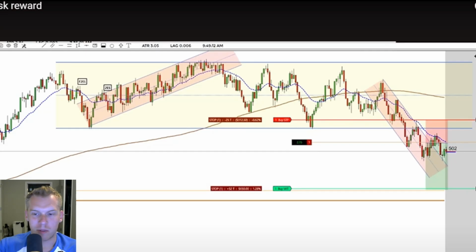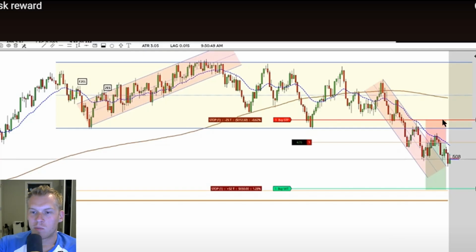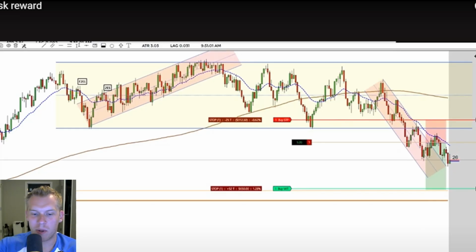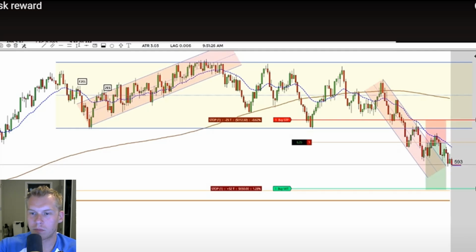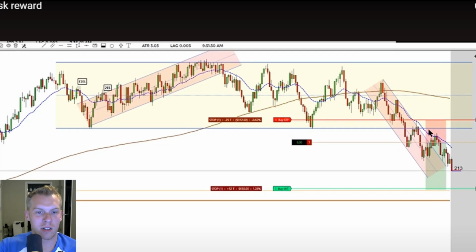Let's speed it up a little bit. He probably doesn't have to manage it yet. He probably doesn't have to move it down to break even yet. But once it goes below this big bear bar, then at that point, I would go ahead and move my stop to break even. So I like how he's going for two times his risk in this situation.